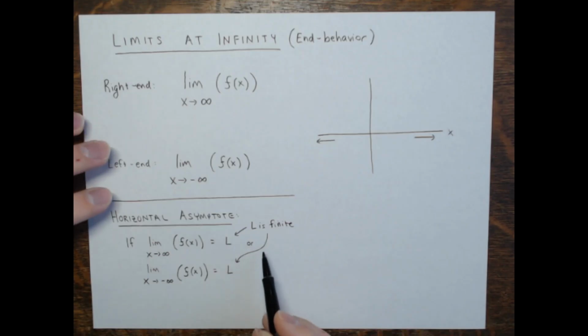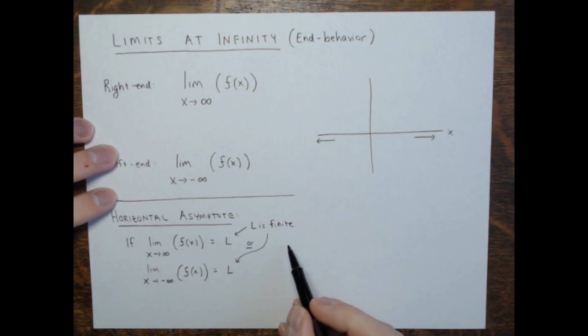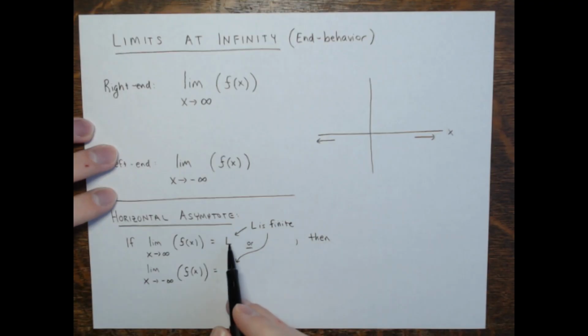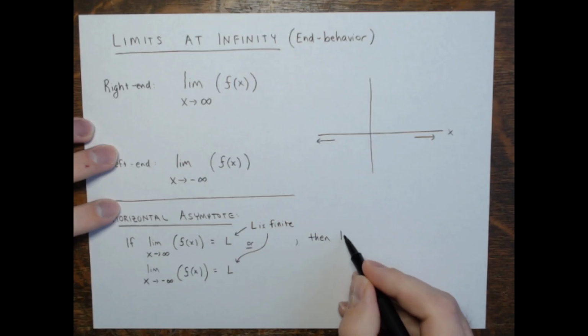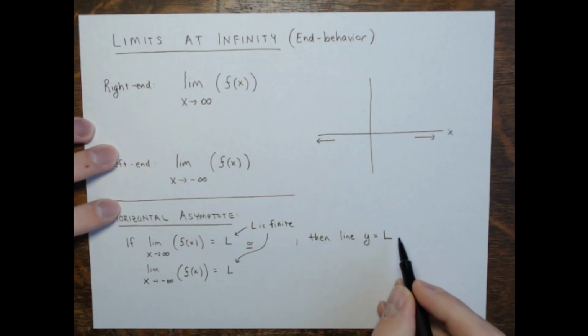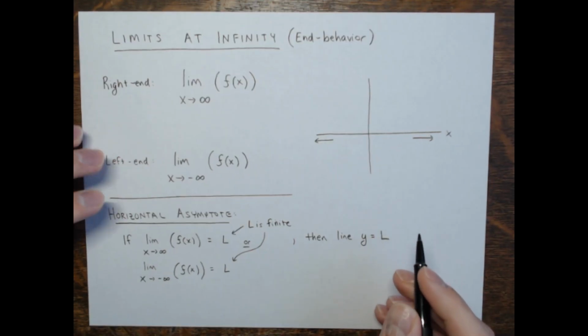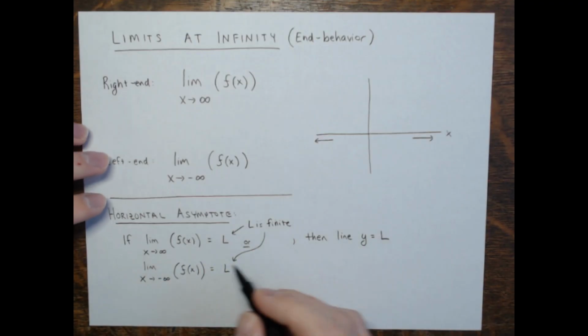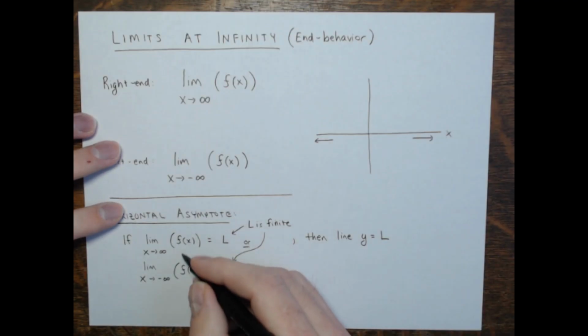If either one of these occurs, this is an "or", then the line y equals L, the horizontal line, is going to be called a horizontal asymptote for the graph of the function, which I'm calling f here.